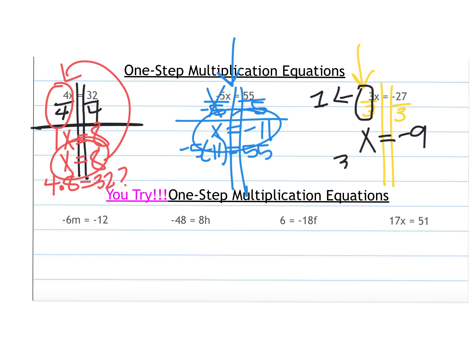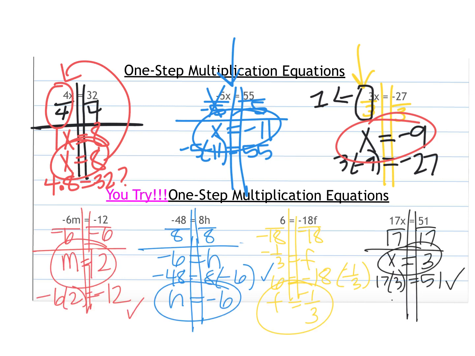So we would do 3 times negative 9 to check that that does equal negative 27. See how all of our integer knowledge is coming back for us to practice and to use. So that does check, so then x does equal negative 9. So I would like you to pause the video and do these 4 equations and then come back and check your work.